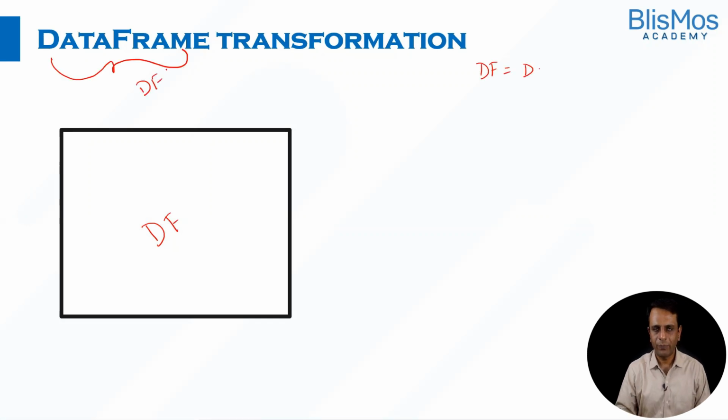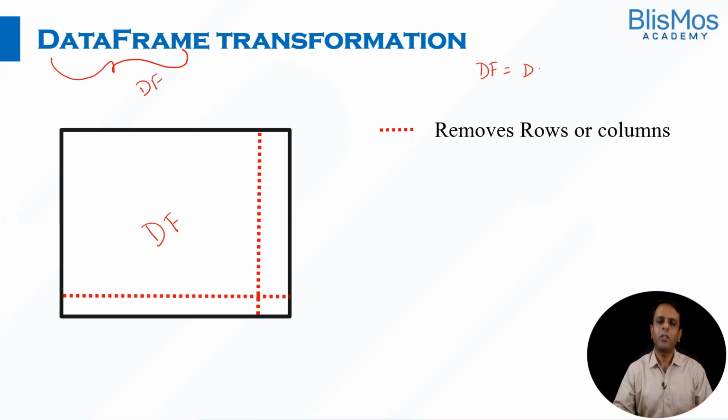Now that you have a data frame, you can do multiple things with it. First and foremost thing is either you can remove the rows or you can remove the columns. You may be thinking, is that a transformation? Yes, it is. When you have a data frame, you may want to remove the rows or you may want to remove the columns as well. So that is one of the transformations.